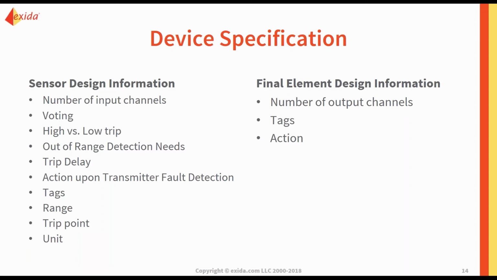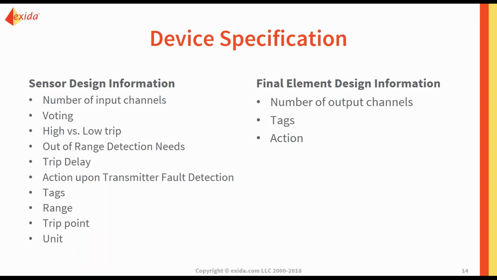So for the sensors, you're already defining the number of input channels, the voting, if your trip is high or low, if you have any out of range detection needs, if you have trip delays, what is your action upon transmitter fault detection. You're defining your tags, your tag ranges, your trip point, and your engineering units. So some of these things you might already be putting into Silver. Some of these things you might not have known existed in Silver, but we do have a place to put in tags, all of this. And then some of it is innate to simply modeling your SIF.